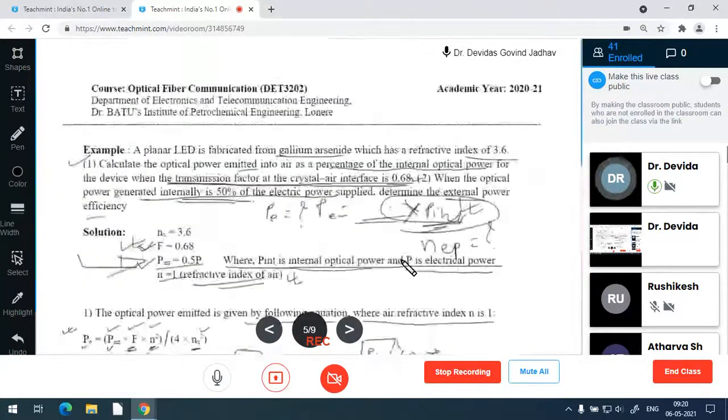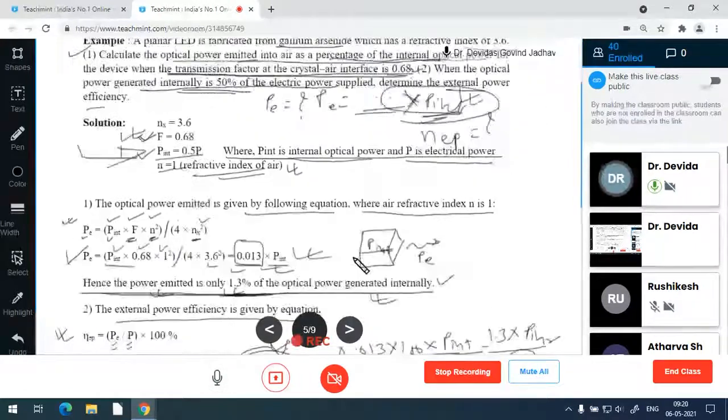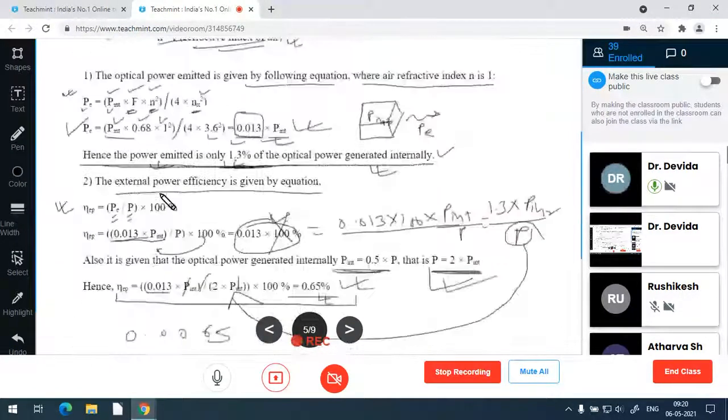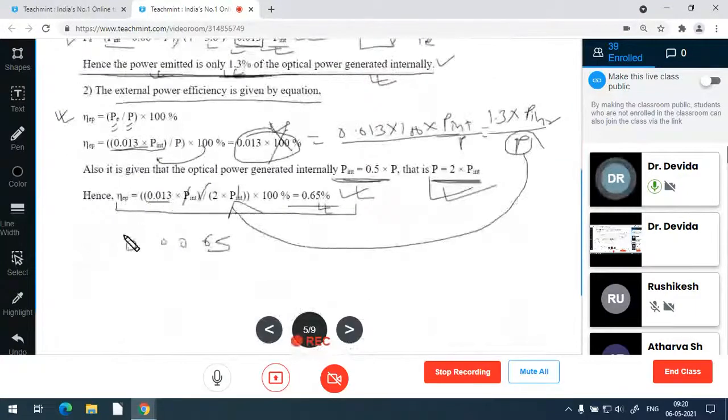What was asked? First is the power emitted into air as a percentage of internal power, that is PE is equal to 0.013 P internal. 1.3% of P internal is emitted as PE. Second asked is, the optical power generated internally is 50% of electrical power given, then determine the external power efficiency. Second is external power efficiency.